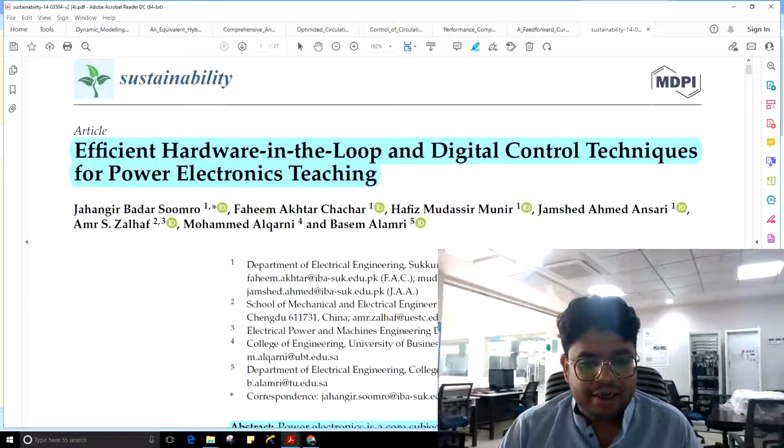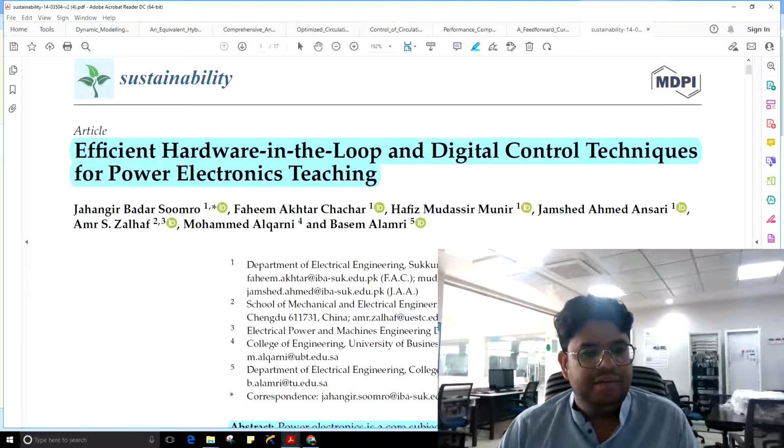They can contact us, and we will give you the facility to use this hardware in the loop setup for power electronics teaching. We will conduct lectures from here. We will give you access to this hardware in the loop setup, and we will help you to teach these concepts remotely.